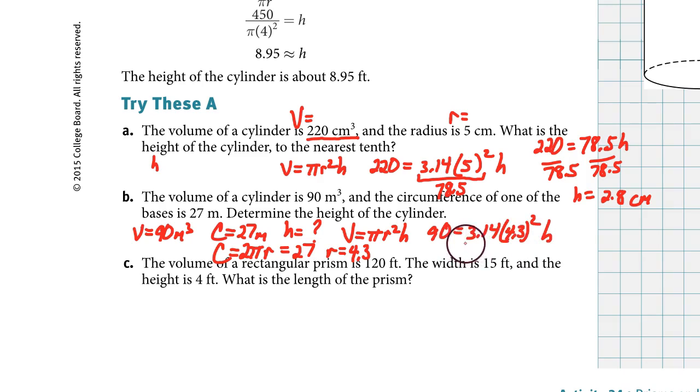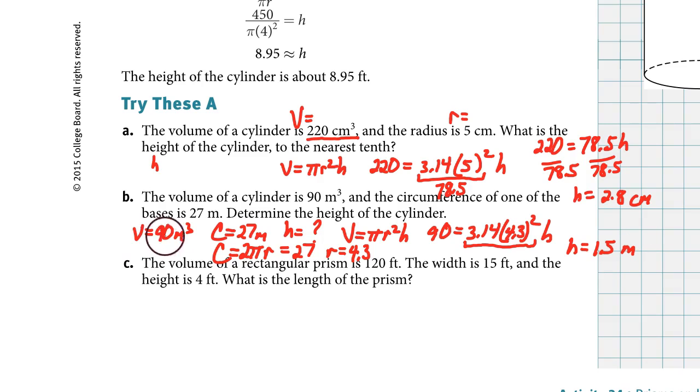Like in question A, we'll type this in the calculator to get this as a single number in front of H. We can then divide by that number to get the letter H alone. I'm going to pause the video for you to solve for H. The answer is 1.5 meters.